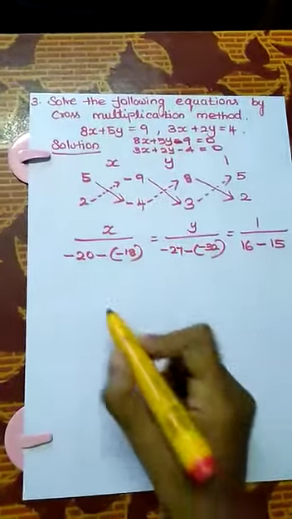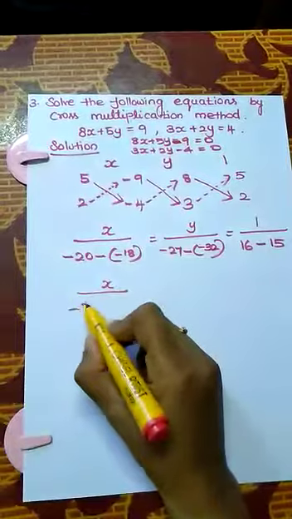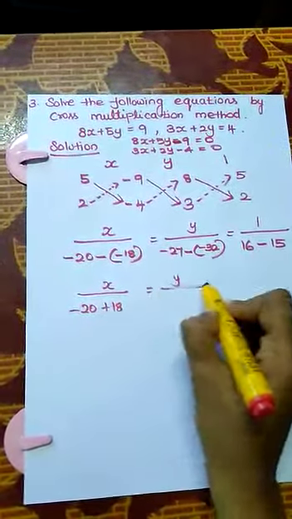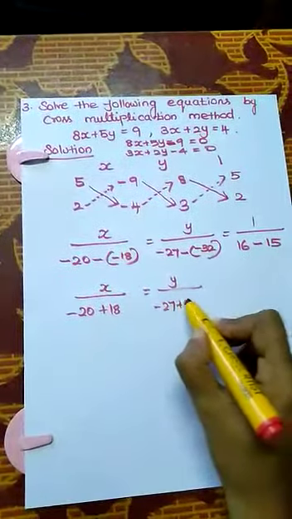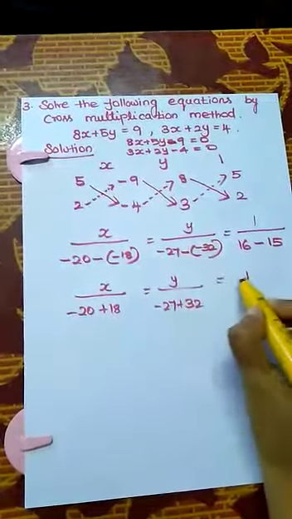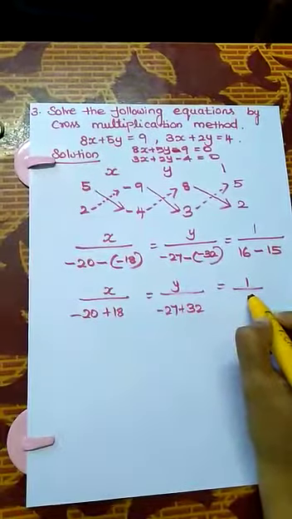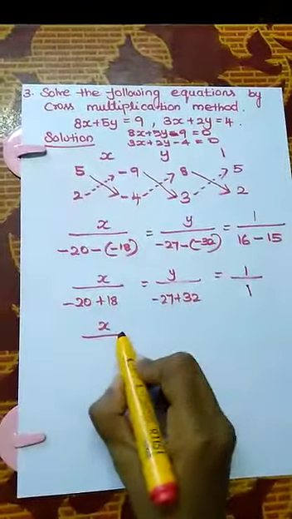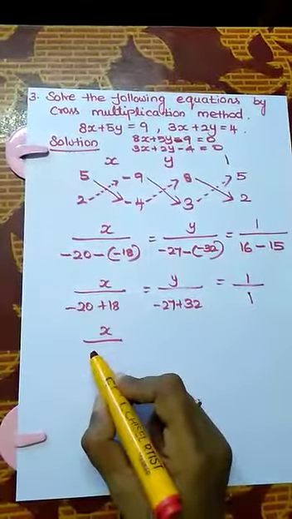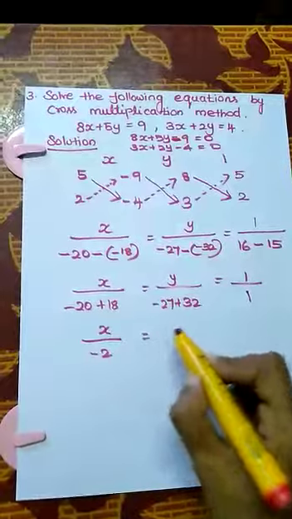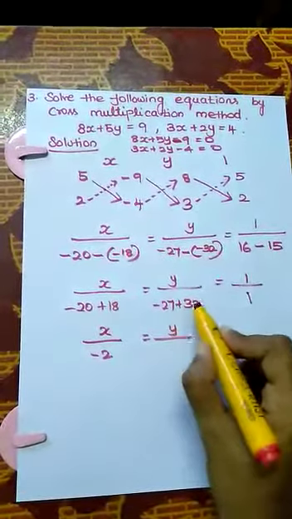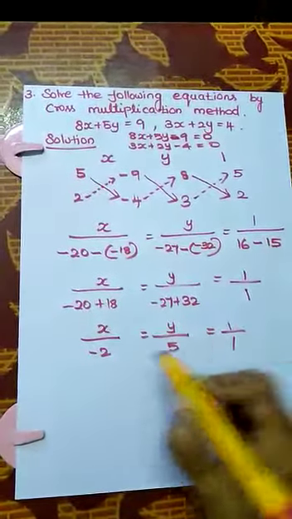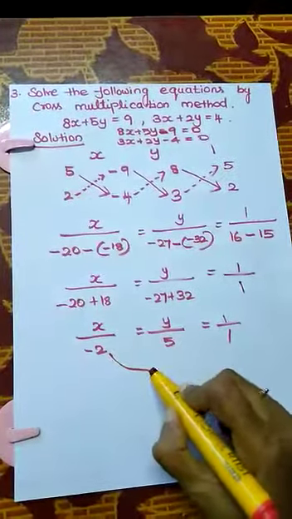Okay. x by minus 20, minus to minus plus 18. y by minus 27 plus 32. Then 1 by 16 minus 15. What is the answer? 1. Now x by minus 20 plus 18. So the answer is minus 2. Next one, y by 32 minus 27, 5. Next 1 by 1. Now we have to compare the y value to constant.